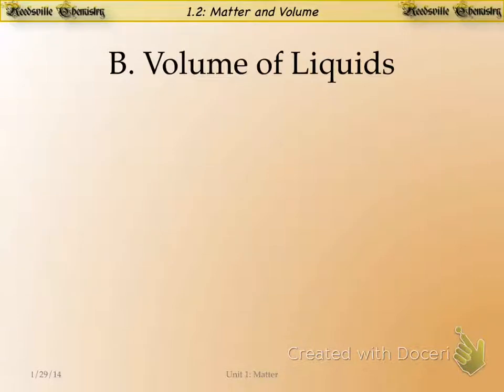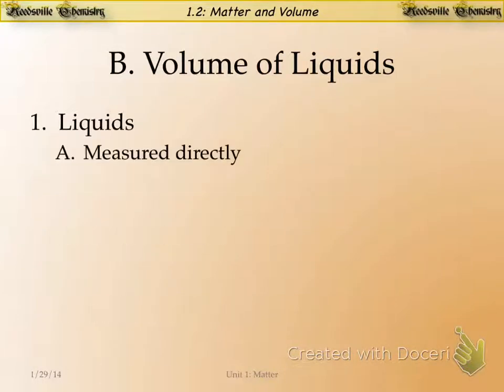Okay, the next type of phase of matter, liquids. These are a little bit easier to find their volumes because we can measure them directly. We can use a lot of different tools to do this. We can use a beaker. We can use a graduated cylinder, which you should be getting familiar with in this first lab.